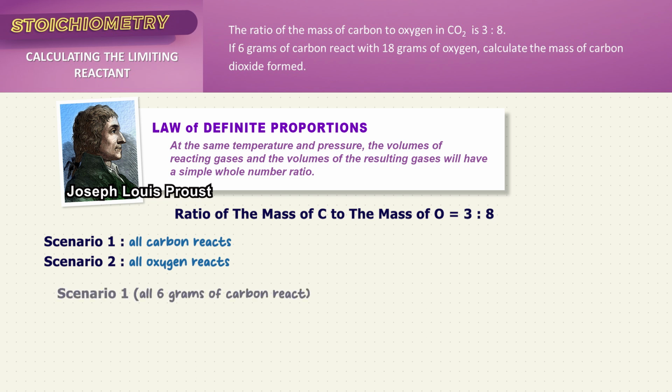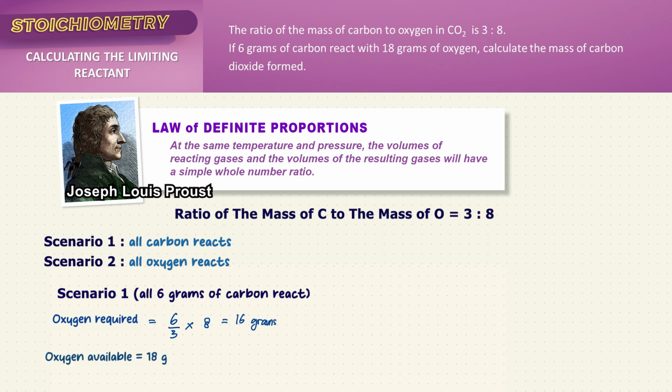Scenario 1, assuming all 6 grams of carbon reacts. The amount of oxygen required is calculated as 6 divided by 3 and multiplied by 8 equals 16 grams. The initial oxygen is 18 grams, and 16 grams of it reacts. This leaves 2 grams of oxygen unreacted.